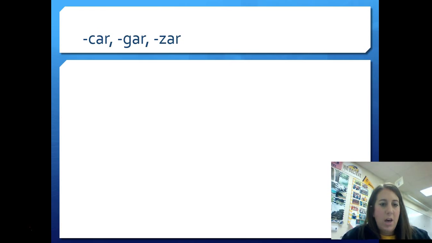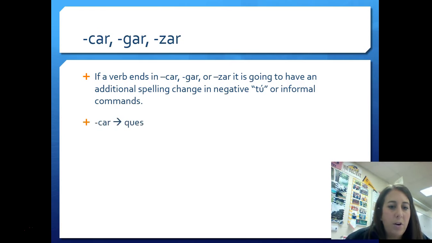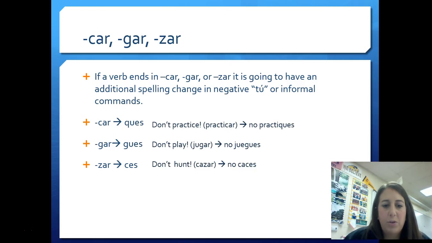Alright. And then of course we've got a couple that have a spelling change, so we're on the back of your notes. If a verb ends in car, gar, or zar, it is going to have an additional spelling change in the negative tú, or our informal commands, to maintain the same sound. Since these three endings have a sound change depending on what vowel follows, we have to make sure that we keep the same sound. So our CAR verbs are going to change to QUES in the negative tú form. Our GAR verb is going to change to GUES. ZAR is going to change to CES. And I've got some examples for you.